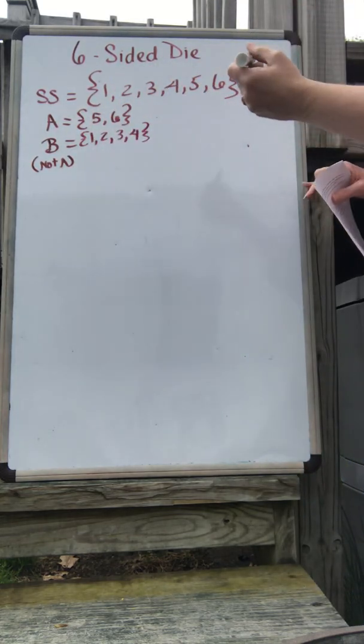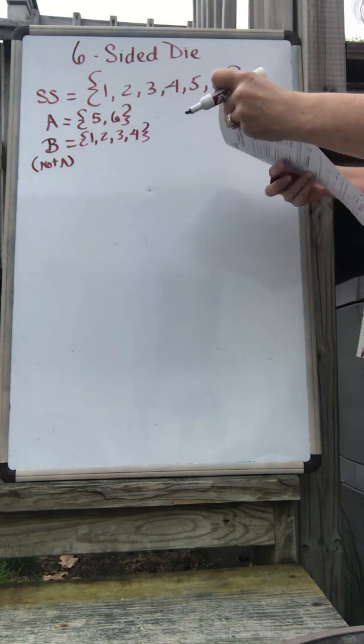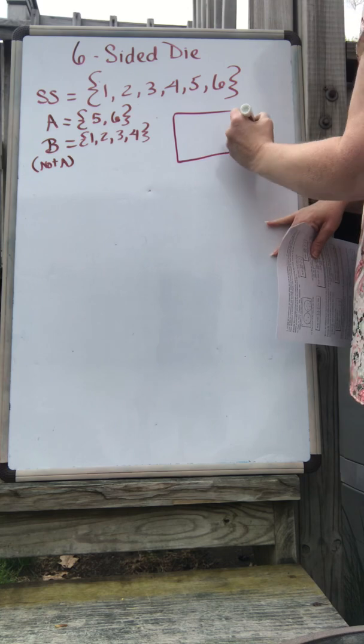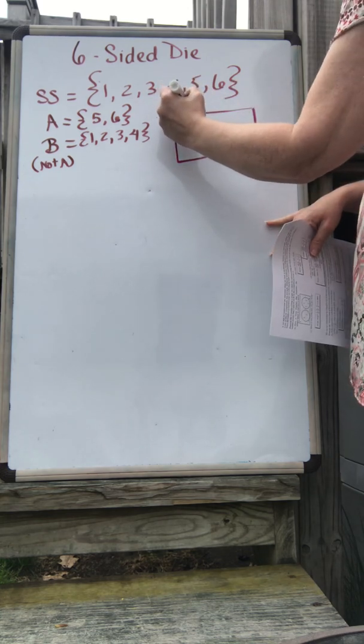Now, if I were to make a Venn diagram of this, I would just have the overall universal set is the 6-sided die.